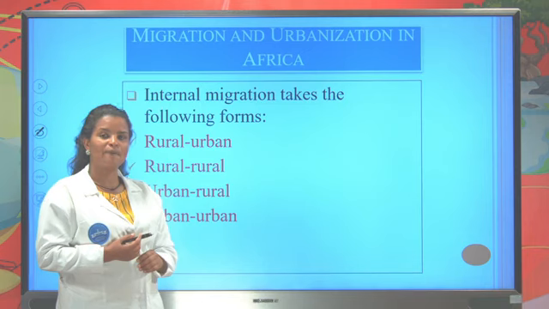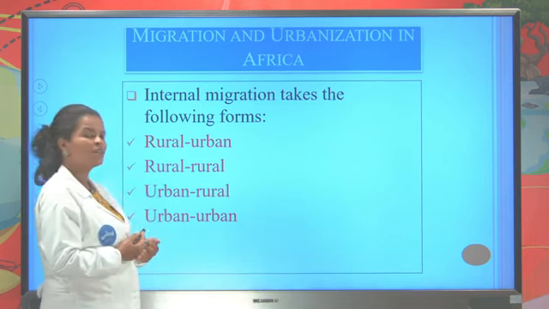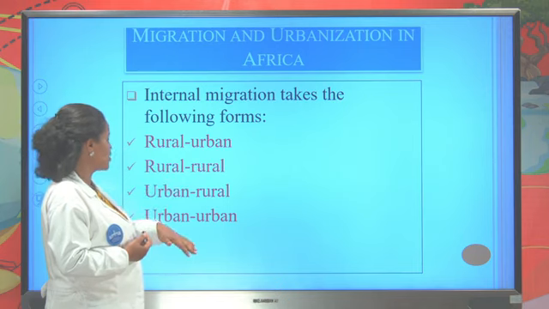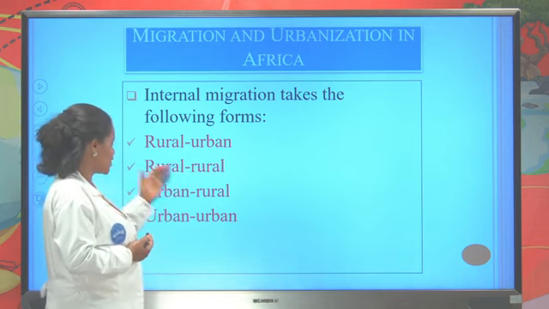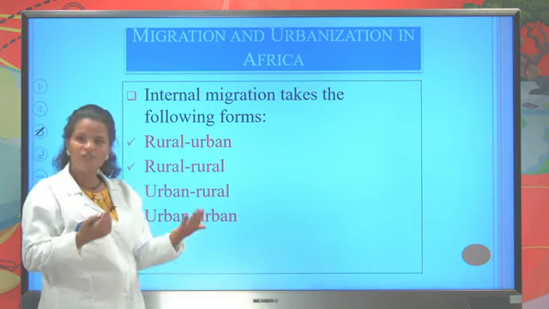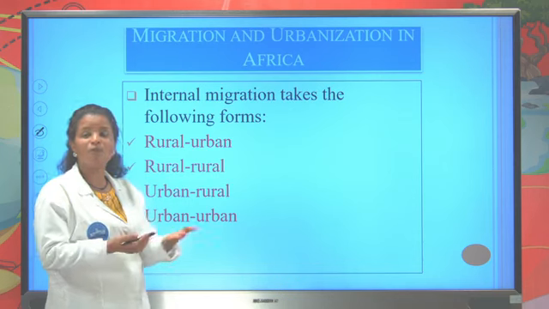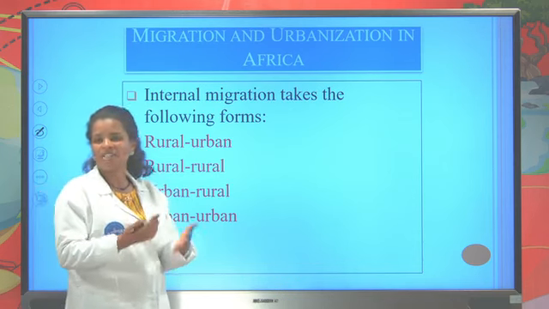There are different types of migration: rural to urban migration, rural to rural migration, urban to rural migration, and urban to urban migration, for searching different things. For example, people migrate from rural areas to urban areas searching for a better life, education, and so on.